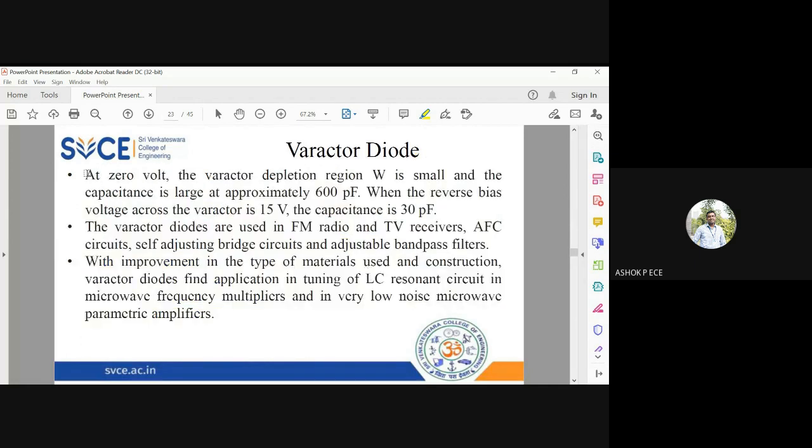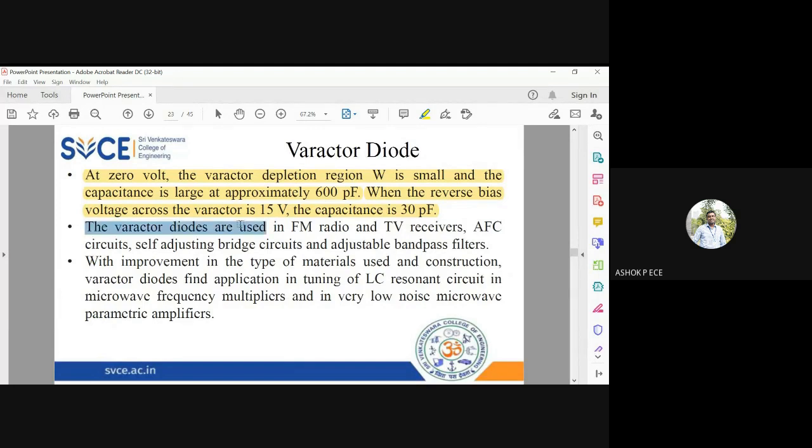At 0 volt, the depletion region is very, very small, so the capacitance value is approximately 100 picofarad, or I can say 0.6 nanofarad. When the reverse bias is 15 volts, the capacitance value is 30 picofarad. So you see how it is reducing from 600 to 30 picofarad.